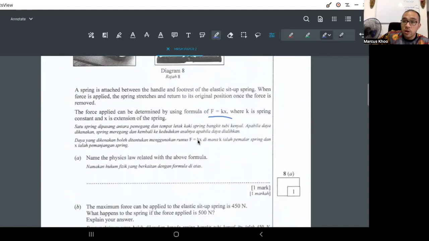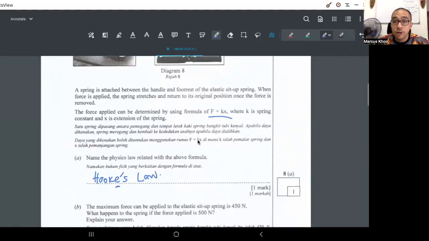Name the physics law related with the above formula. Spring, extension, elastic: it's definitely Hooke's law. Notice that Hooke comes with an E. Also another very commonly misspelled name. People think Hooke is just H-O-O-K.